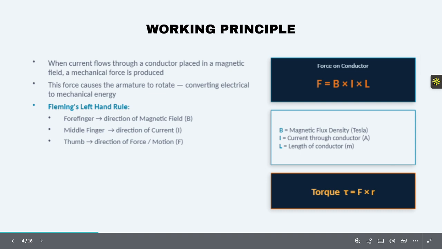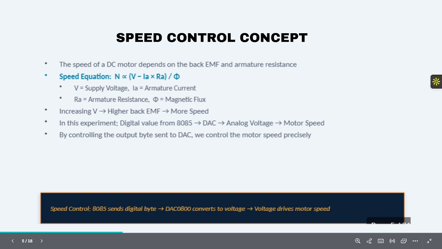The force on the conductor is given by F = B × I × L, where B is the magnetic flux density, I is the current through the conductor and L is the length. The torque we get is F × R, force into the distance. The direction is determined by Fleming's left hand rule. Force can be calculated. Next is the speed control concept.